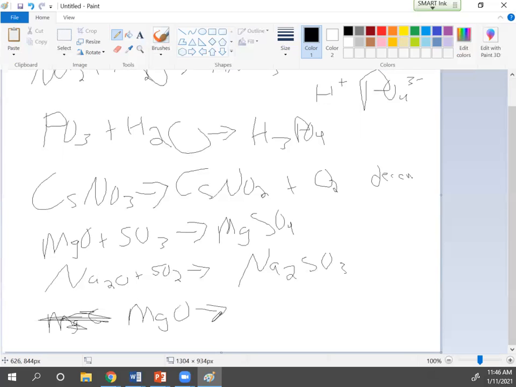How would I describe this decomposition reaction? This is a binary ionic compound, isn't it? Binary means there's two elements there. So what's a binary ionic? And an ionic compound means a metal with a non-metal. What does a binary ionic compound break down into?